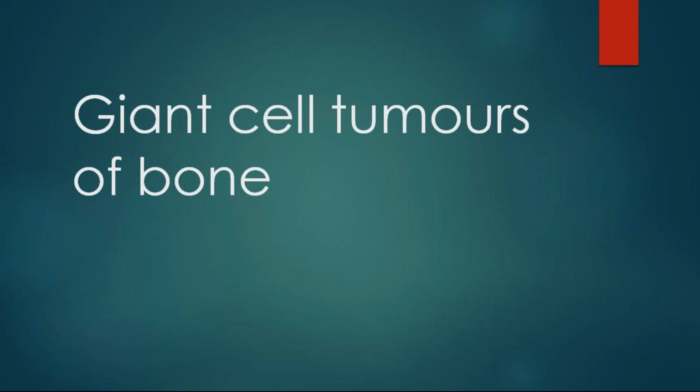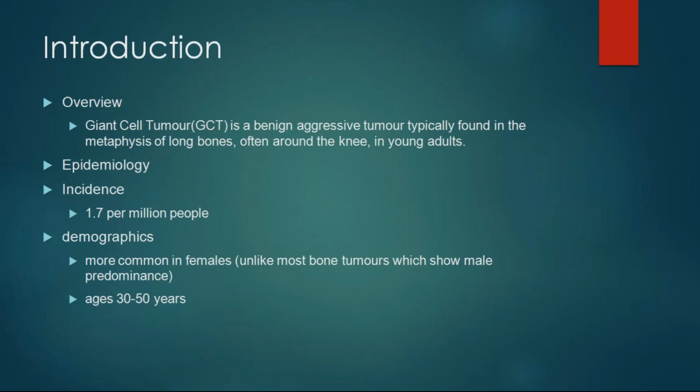Today our topic is giant cell tumors of bone. Coming to the introduction, giant cell tumor is a benign tumor, but it's an aggressive tumor, typically found in metaphyses of long bones and often around the knee in young adults. As we say, it is a metaphyseal tumor, but originally it's from the epiphysis, like it extends into the epiphysis.